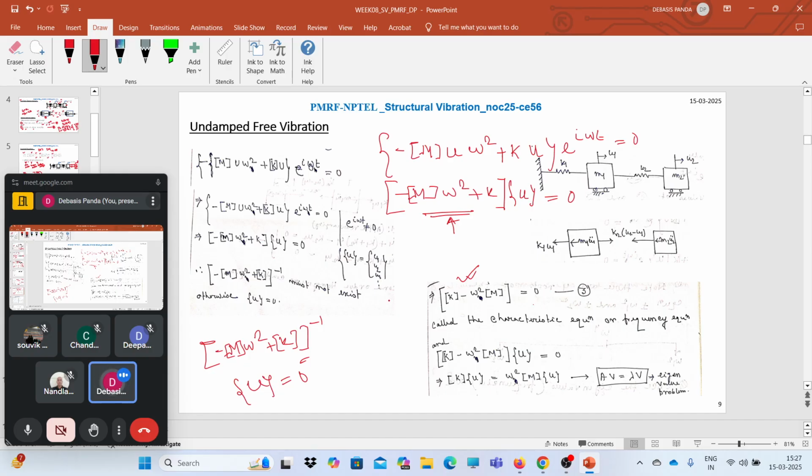Now this equation is very important. This equation we call the characteristic equation or the frequency equation. Ultimately, if you look into this, this equation multiplied by u is equal to 0, and if we rearrange the terms, we get k u is equal to omega square m u. That means recall the eigenvalue problem, A v is equal to lambda v, where lambda are the eigenvalues and v are the eigenvectors.